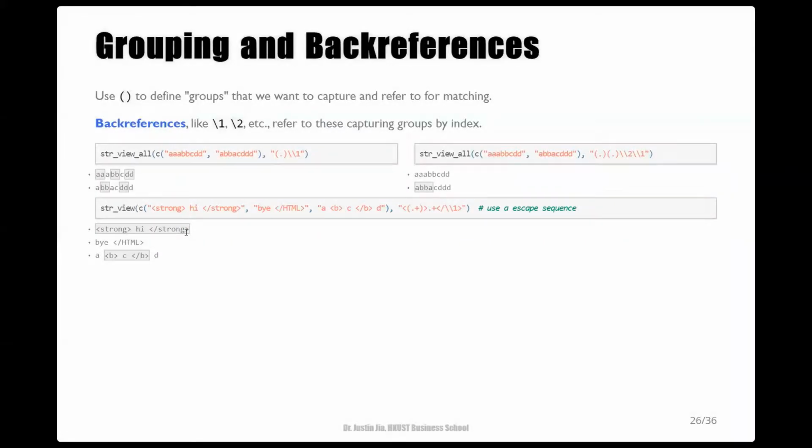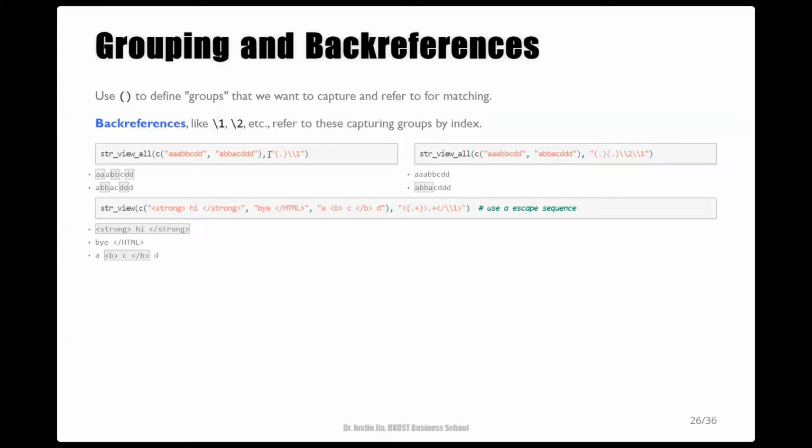Earlier, we learned about parentheses as a way to disambiguate complex expressions. Parentheses also create a numbered capturing group. A capturing group stores the part of the string matched by the part of the regular expression inside the parentheses. Then, we can refer to the same text as previously matched by a capturing group with back references, like \1, \2, and so on, to form a more complex pattern.